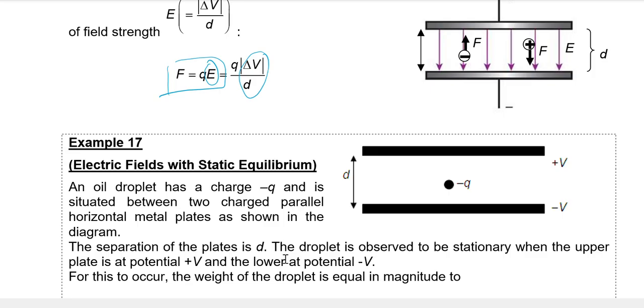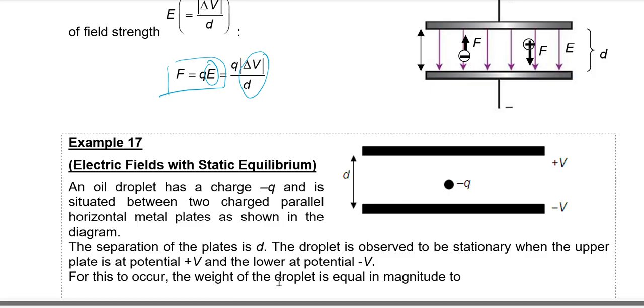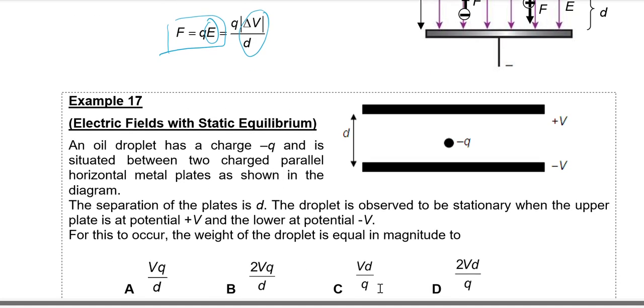Okay, we're back from the pause. All right, this is a minus Q charge situated between two charged parallel horizontal plates as shown in the diagram. The separation of the plates is d. The droplet is observed to be stationary, means in equilibrium. The upper plate is plus V, the bottom plate is minus V. For this to occur, the weight of the droplet must be equal in magnitude to which one?